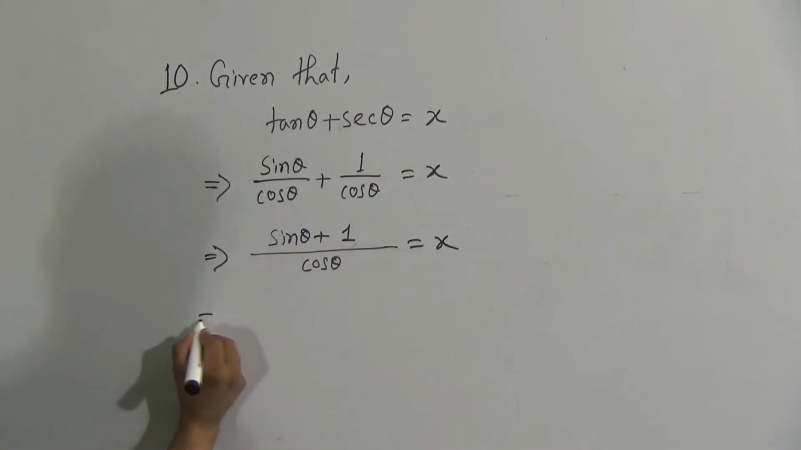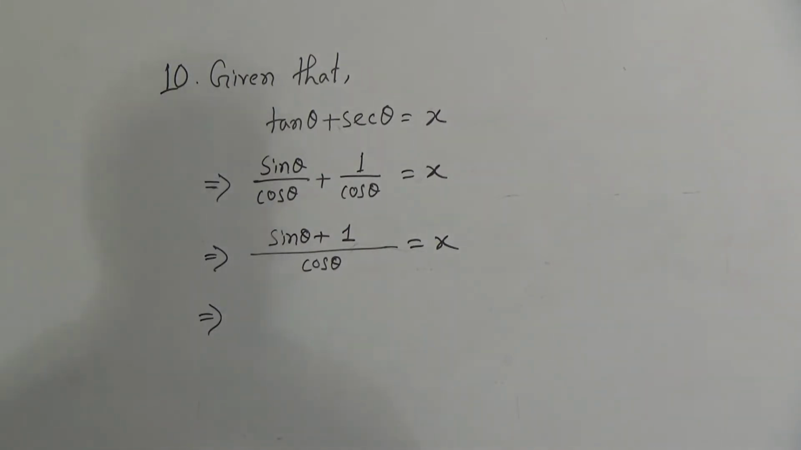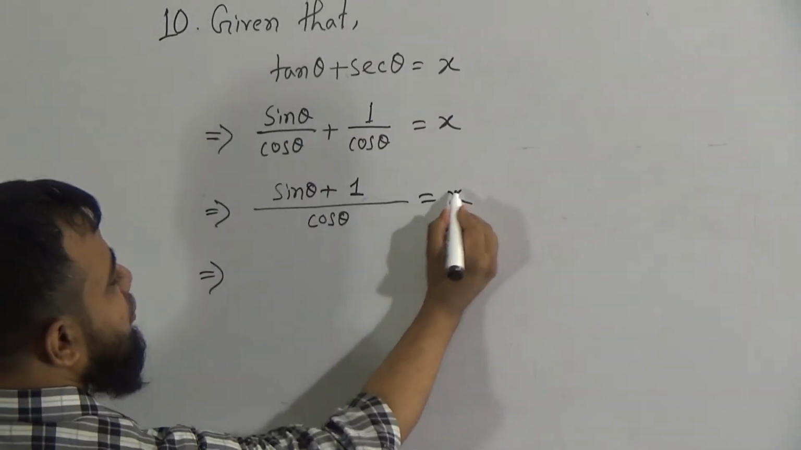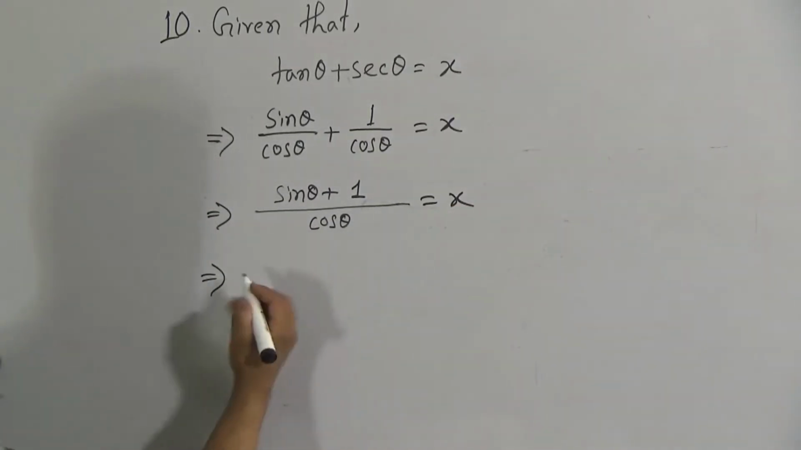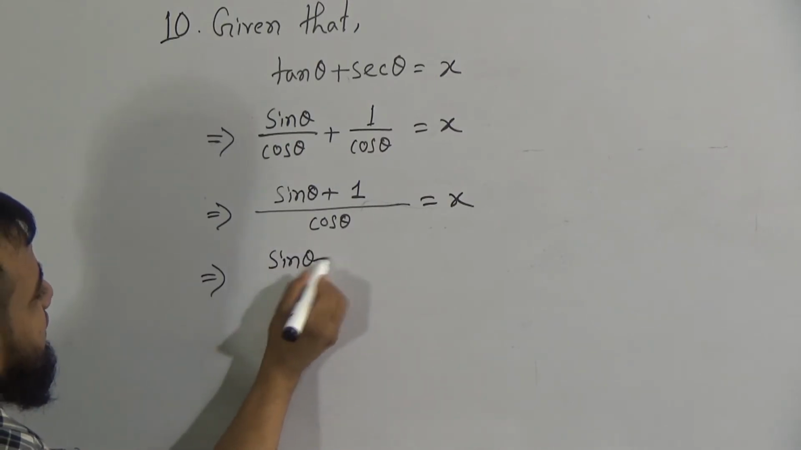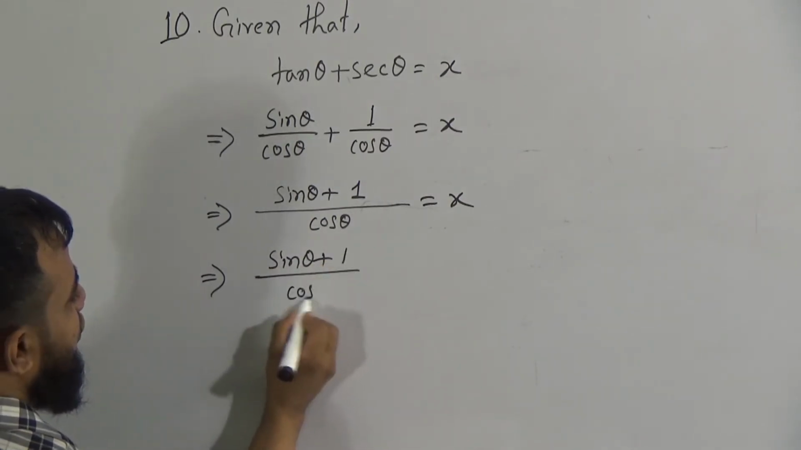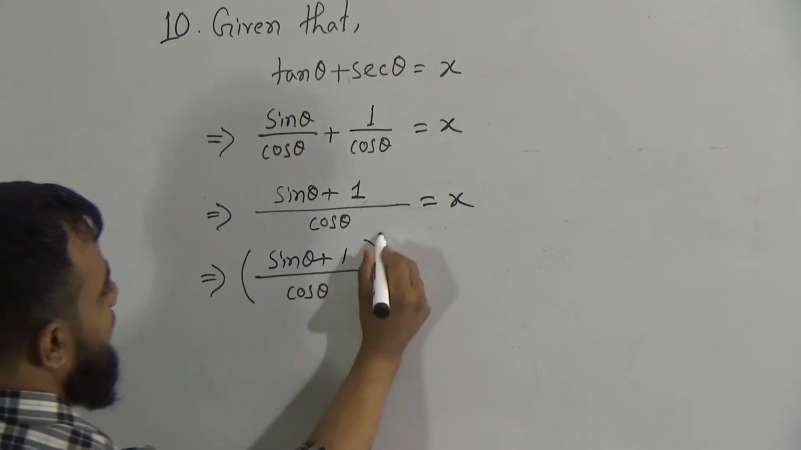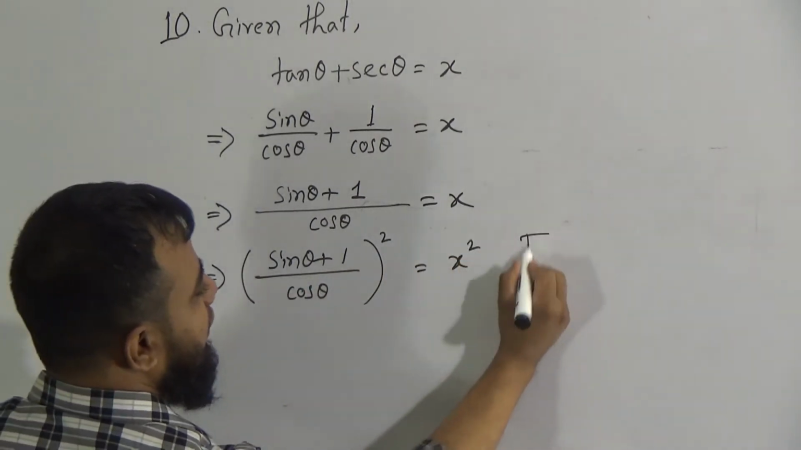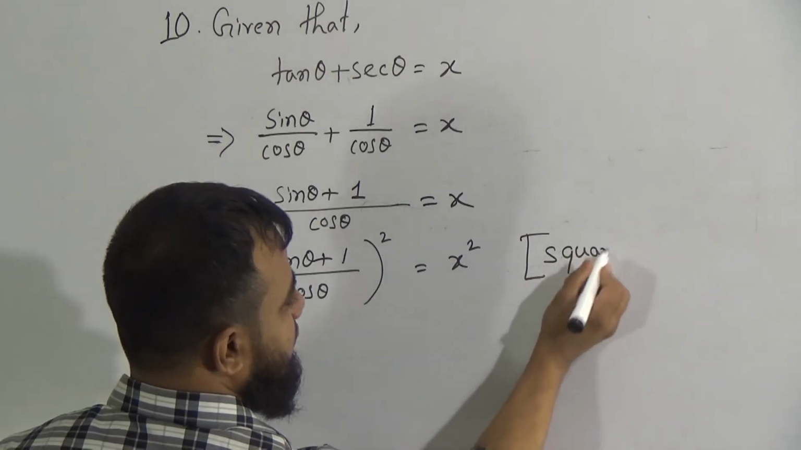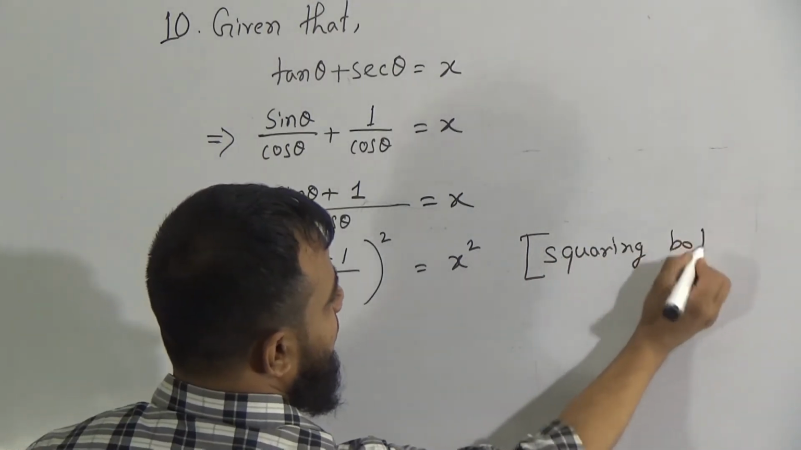Okay, now squaring both sides, we will get what? We need to square both sides because in the proof we need to find the value of sin theta, and the sin theta value is x square minus 1. So we need x square. That's why we are squaring both sides in this expression. It's sin theta plus 1 divided by cos theta, its whole square, that's equal to x square. Write down: squaring both sides.